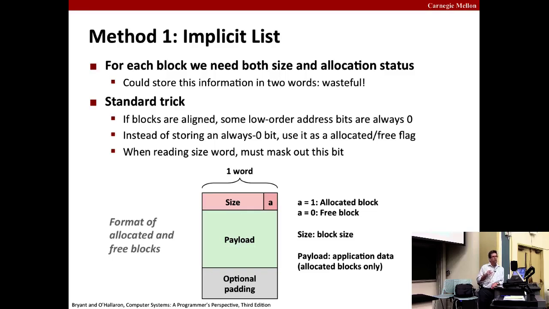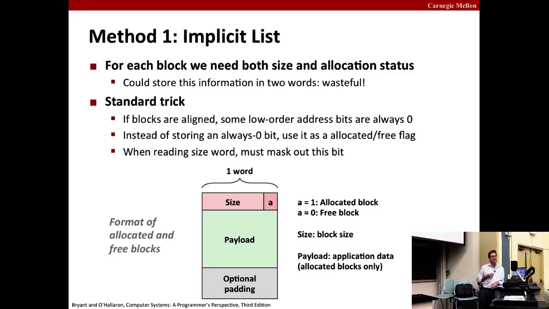24, 1, 1, 0, 0, 0, right? So there, any 8-byte aligned block has to be size 8, and it has to start on an address that's a multiple of 8. Right? So the size of that block will always have 3 or 4 low order bits set to 0.